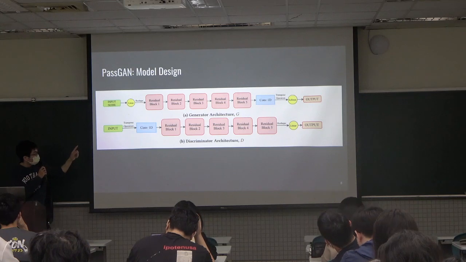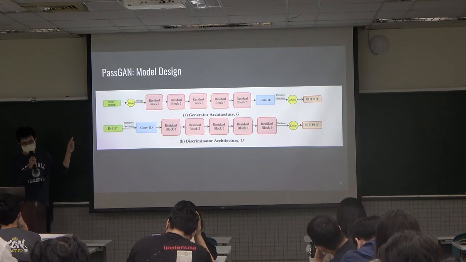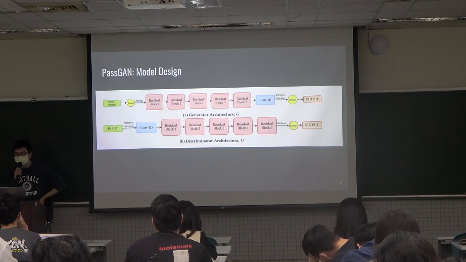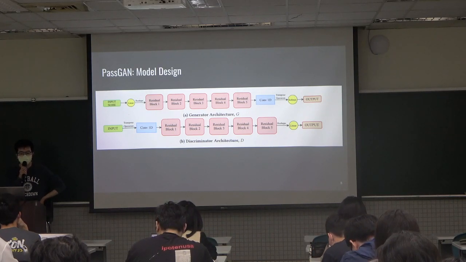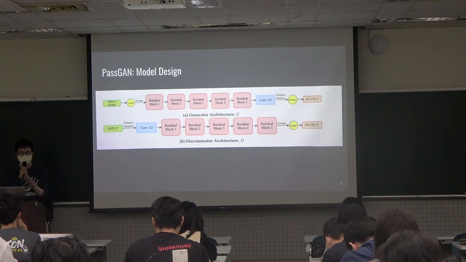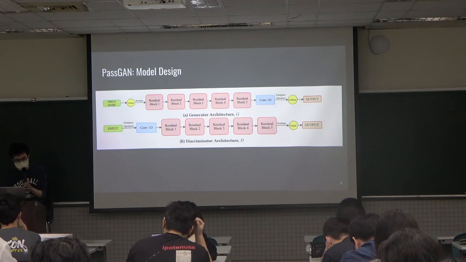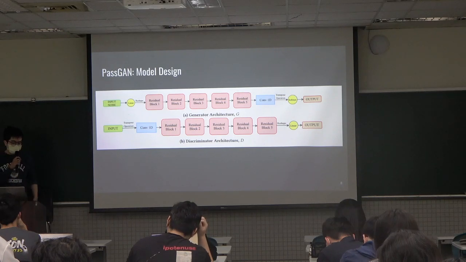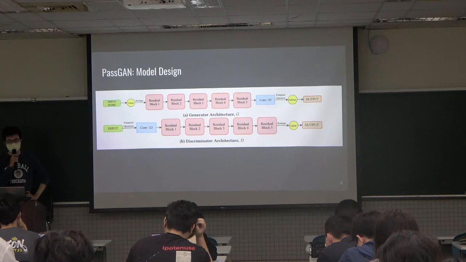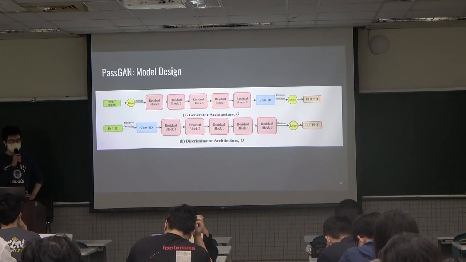And in the generator, we have input noise. Input noise serves as a source of randomness and variability during the generation process. And the Conv1D is a one-dimensional convolution layer. The model incorporates one-dimensional convolution to capture patterns and dependencies in sequential data.